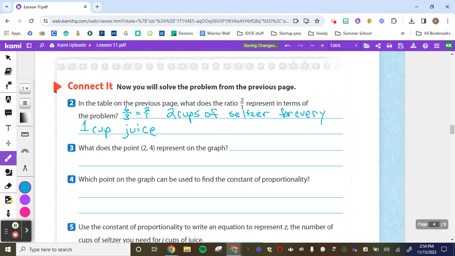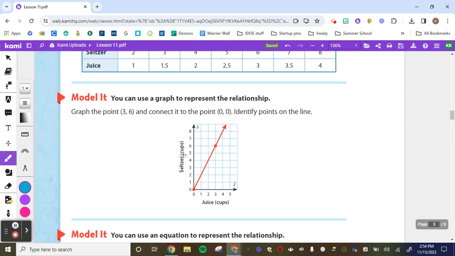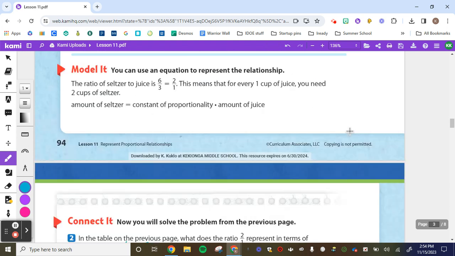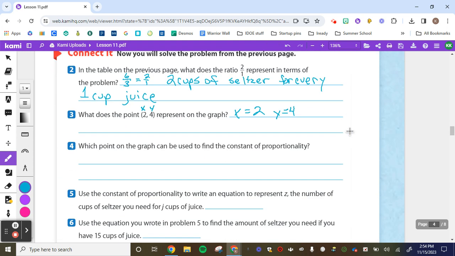In question 3, they're asking us in the graph, what does the point 2, 4 represent? Remember, in a graph, in the ordered pair, the x is the first number and the y is the second number. So we need to figure out what it means if x is 2 and y equals 4. So if I go back to my graph up here, my x is actually, they called it J for juice. So if my x is 2 and my seltzer is 4, that means 2 cups of juice for every 4 cups of seltzer. So what does it represent on the graph?